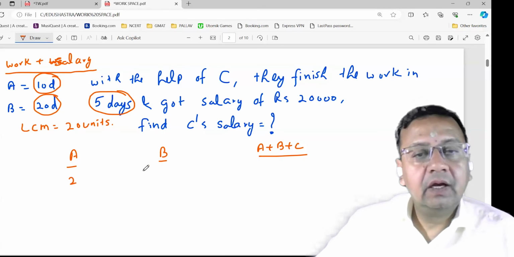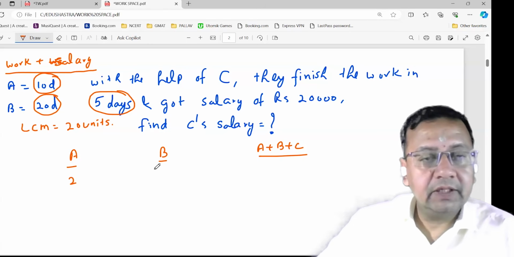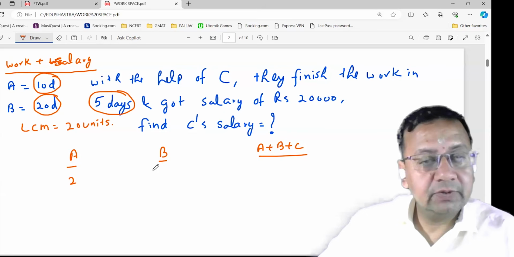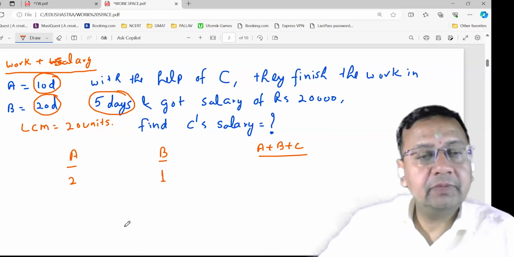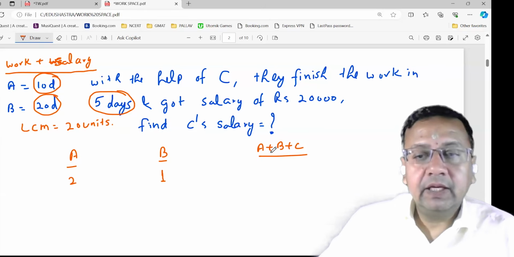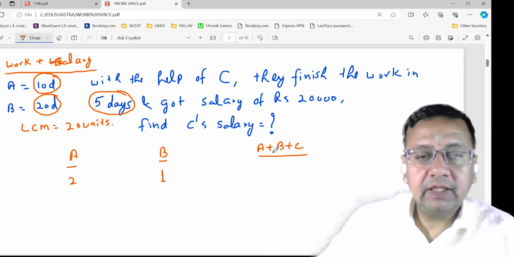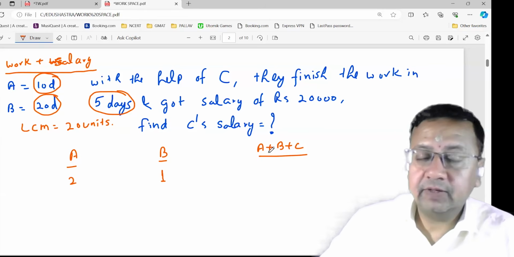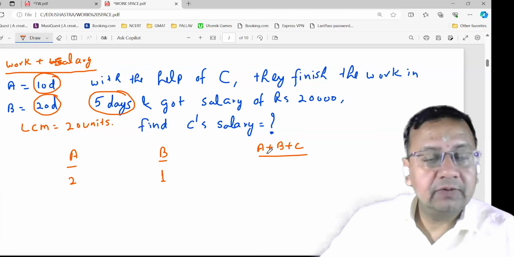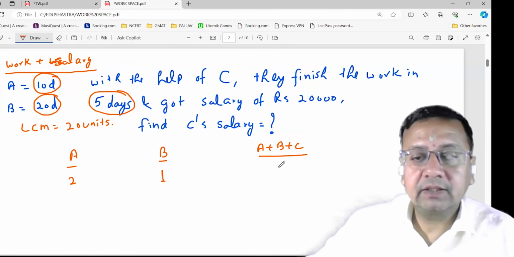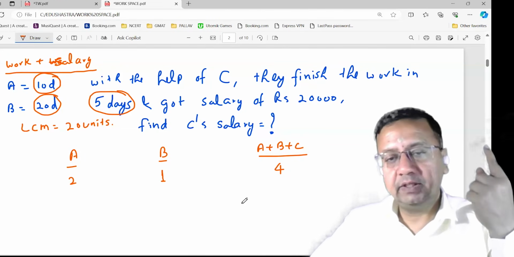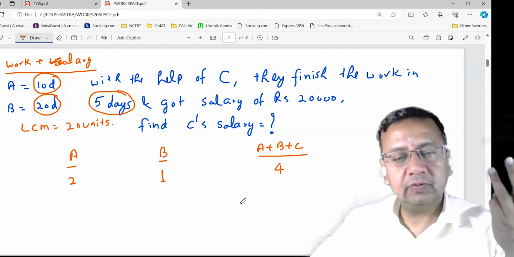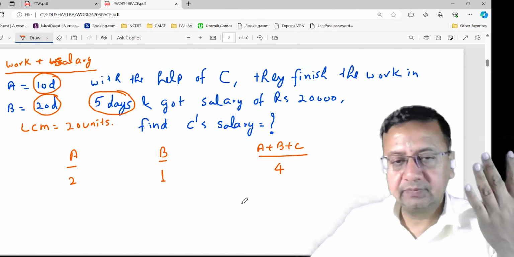B is taking how many? 20 days. Total work is 20 units. So can I say B is taking how much? 1 unit per day. Okay. A, B, and C, if all three are working, they are taking how much? 5 days, right? And total work is 20 units. So I can say they are completing 4 units per day. So A is 2 units, B is 1 unit, and all three working total 4 units.